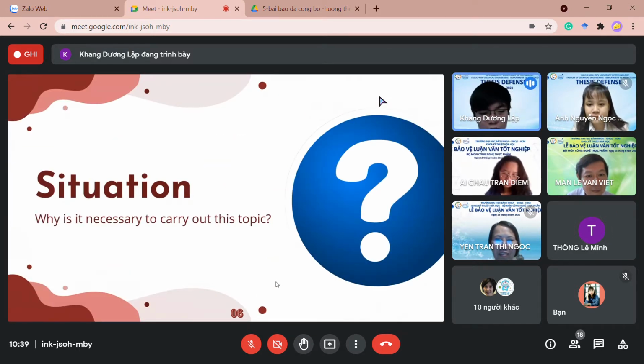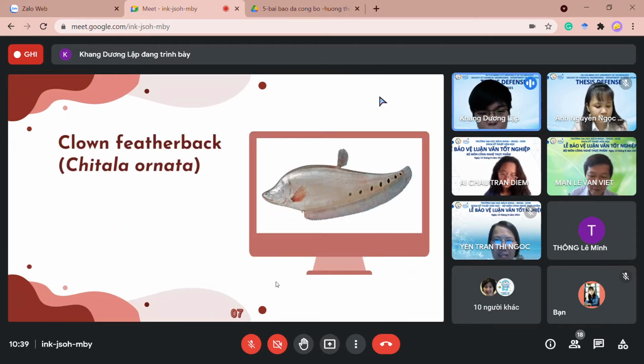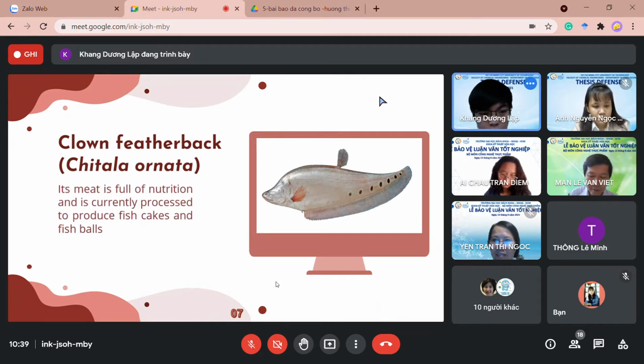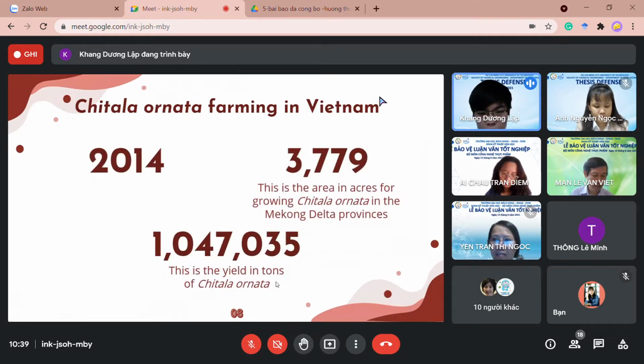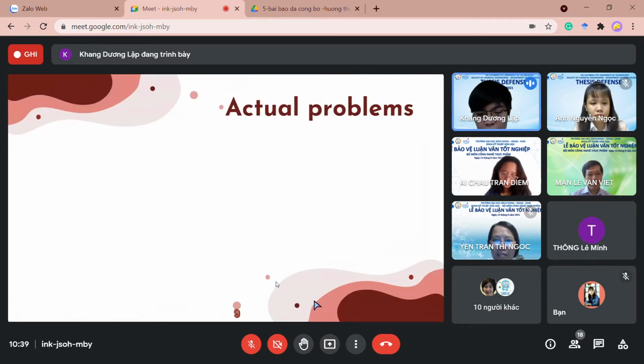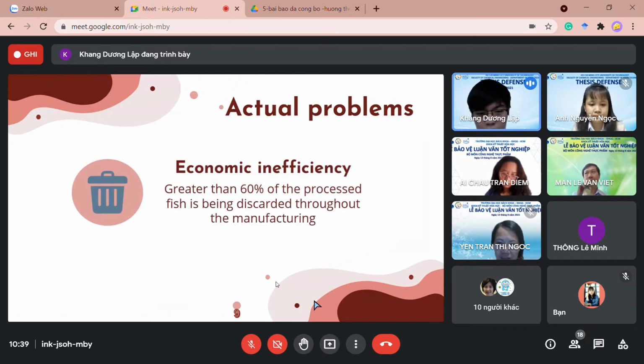First of all, I would like to explain why it is necessary to carry out this topic. Our candidate was clown featherback as depicted on the screen. Its meat is full of nutrition and is currently processed to produce fish cakes and fish balls. In 2014, the farming area and the production yield of the clown featherback were collected in Vietnam. As can be seen, the figures were significant. However, there is a concern in the production processes, which is economic inefficiency, since greater than 60% of the fish is being discarded throughout the manufacturing.